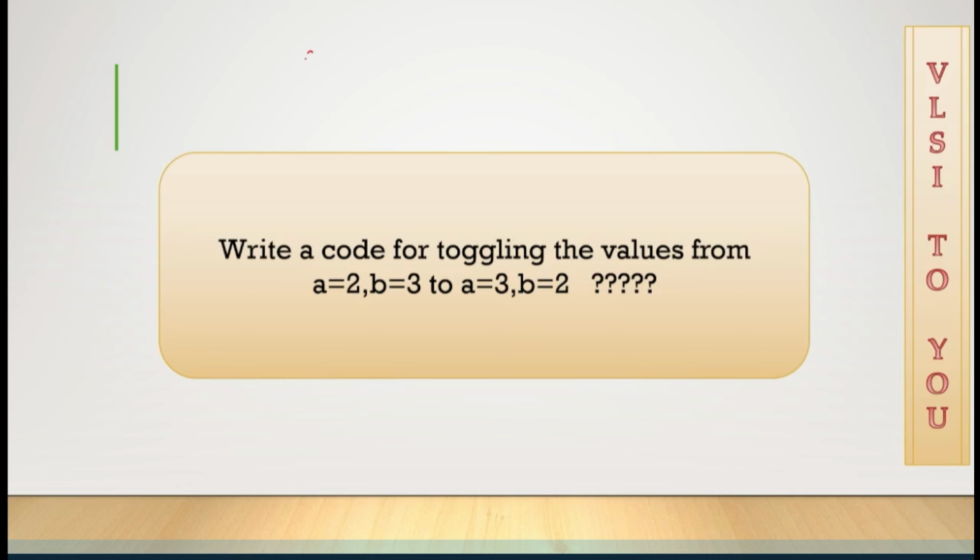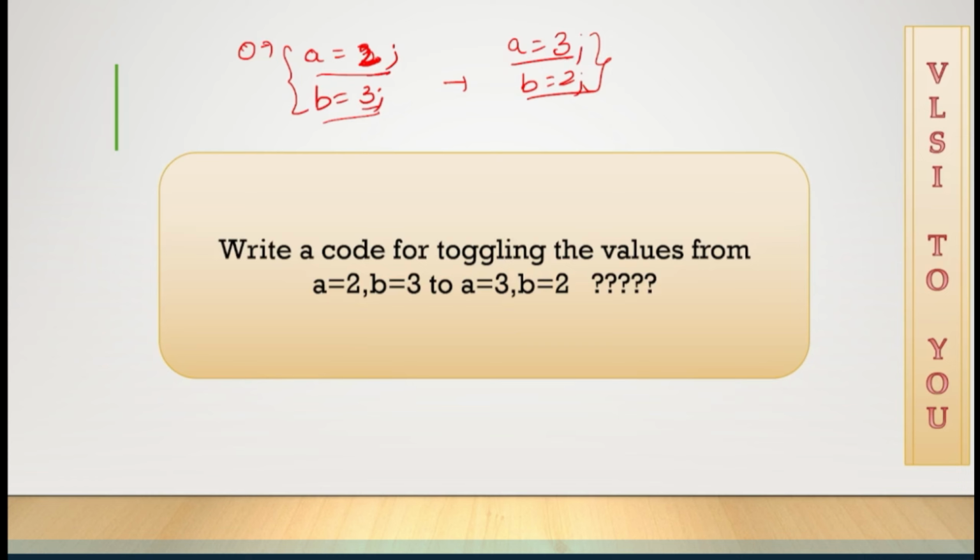I have given values like A equal to 2, B equal to 3. This is my initialization at the starting time interval, or at any time interval. You think that the initial values of A and B are 2 and 3. Now what I want you to do is toggle the values to A equal to 3, B equal to 2. So try to write the code to toggle the values from A equal to 2, B equal to 3 to A equal to 3, B equal to 2. Try to write this and try to execute.